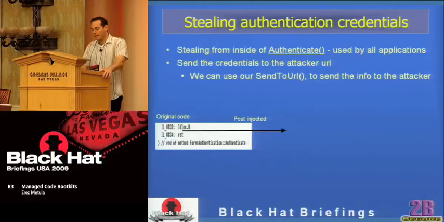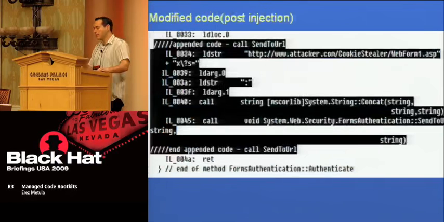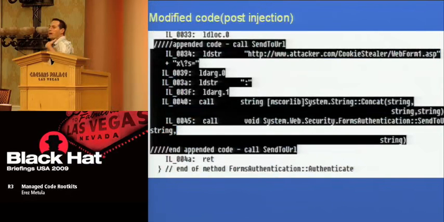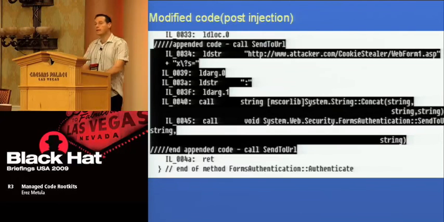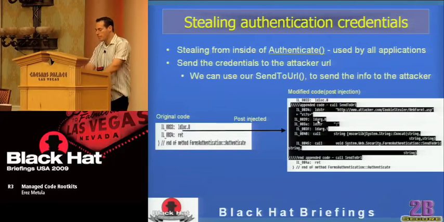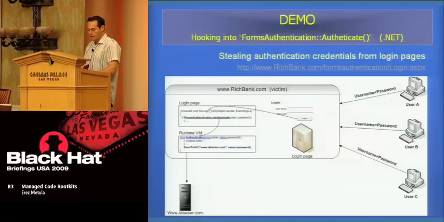What I did is I've post-injected these lines of code into authenticate, the method that contains the authentication. This is the intermediate language code that says, call send to URL. I can see the call to send to URL down there in the forms authentication, and I'm passing there username and password. Well, this is an intermediate language. Username and password are represented as parameter number 0 and parameter number 1. So basically now I'm sending the username and password to the attacker. Let's look at an example of this.